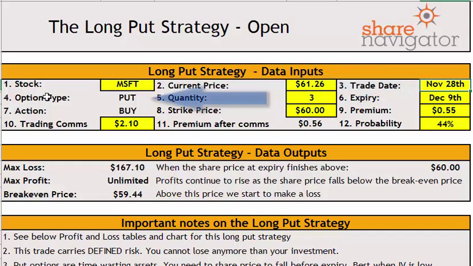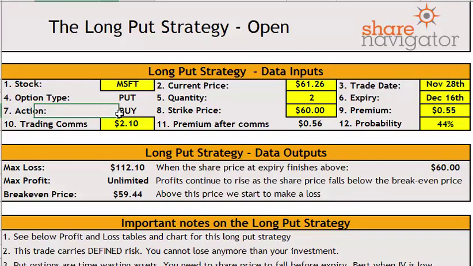You can see here that the option type is grayed out. That means it's automatically populated. You don't have to put anything in there. And the quantity, let's say we're going to change that. We're going to do 2 contracts. And our expiry date here at the moment is December the 9th. We may want to do December the 16th. So we'll change that to December the 16th.